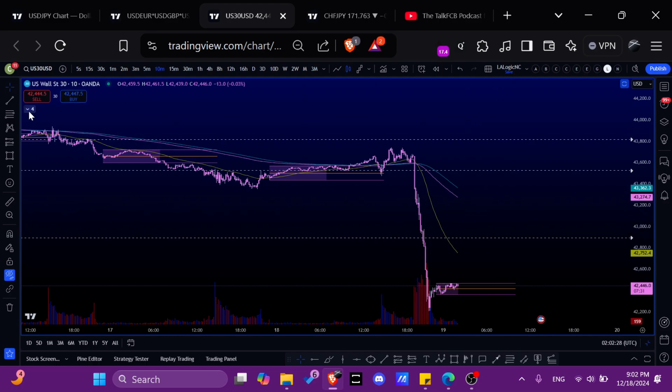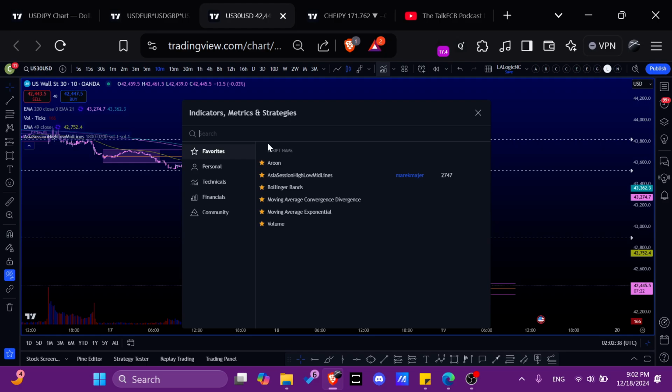Remember, it's the indicator Asia session, high, low, midlines. You can find it right here in indicators. High and low lines, Asia session, high, low, mid lines. And it's by Maker Major. He's the guy that made this indicator. Maker Major.